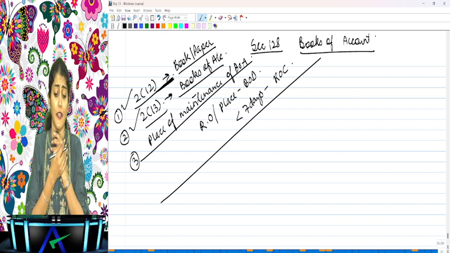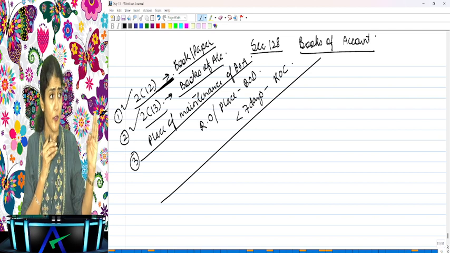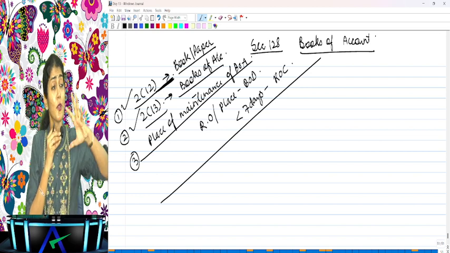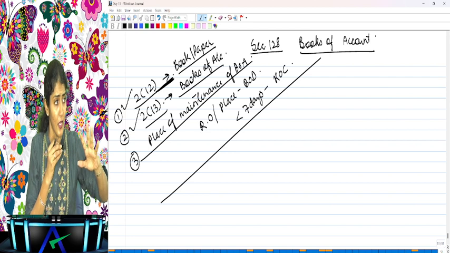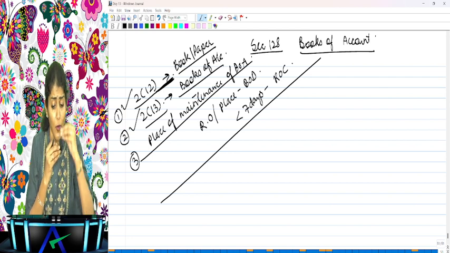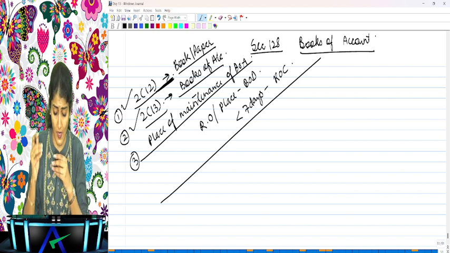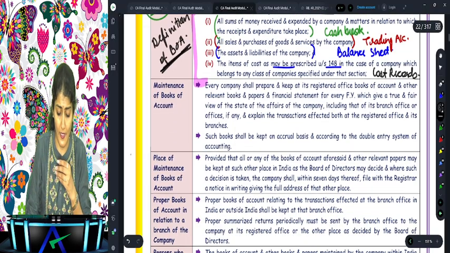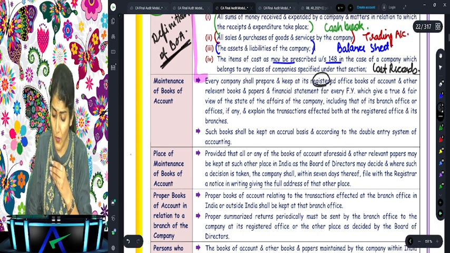Right, so you say a company should maintain books of account. Where should it maintain books of account? It says registered office. By default, where should a company's books be? Registered office. You want to keep it at any other place other than the registered office, then what does it say? Board resolution to be passed, and within 7 days of passing of the board resolution, the new address is to be intimated to the ROC. Are you understanding? Place of maintenance of the books of account.